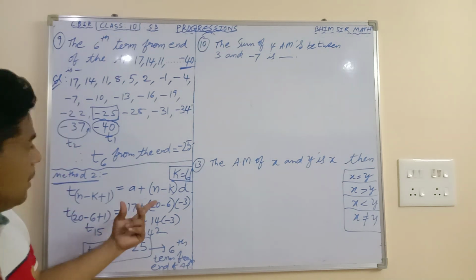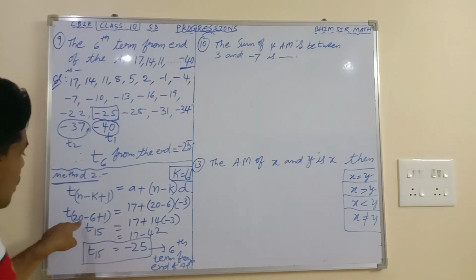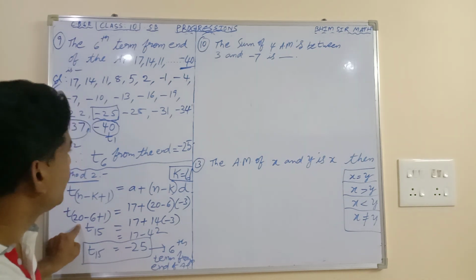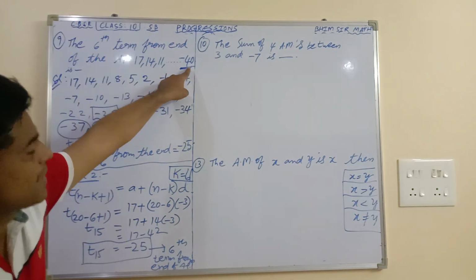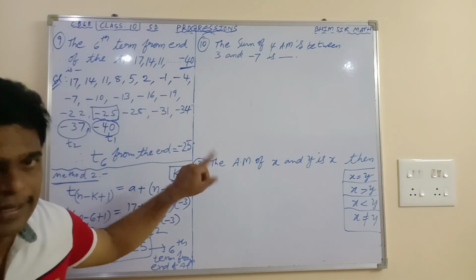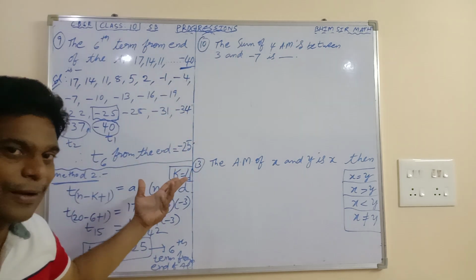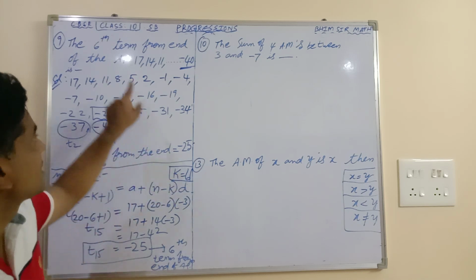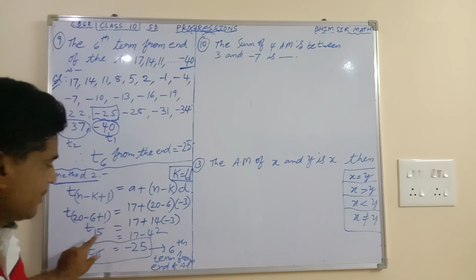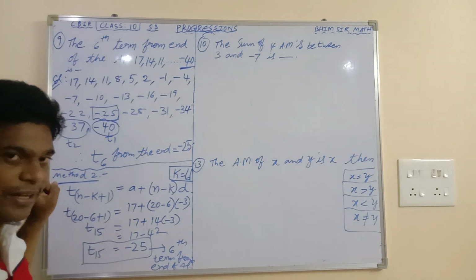But how will you find n, which is 20? We can find it easily. Here the last term is -40, so Tn equals -40. A + (n - 1) D equals -40. Just like the A value and D value, you will get the n value. That's not a matter. You can find 20 from that.